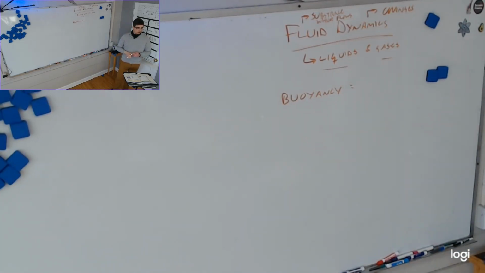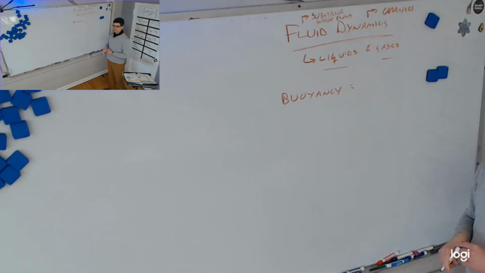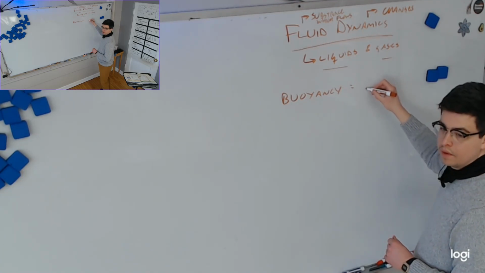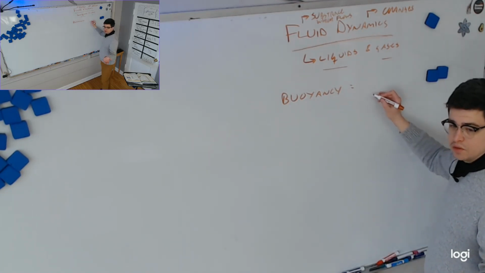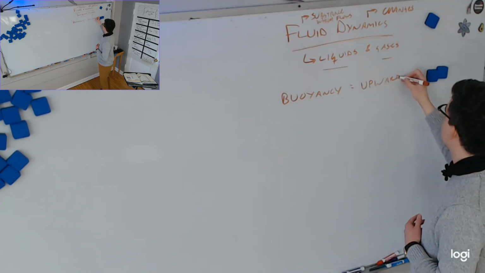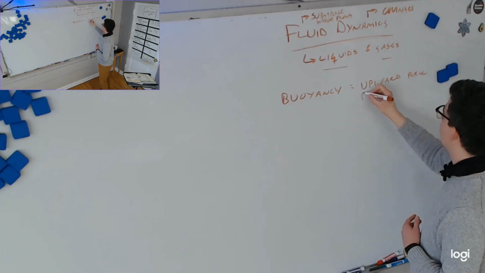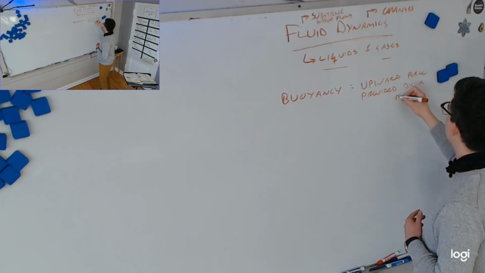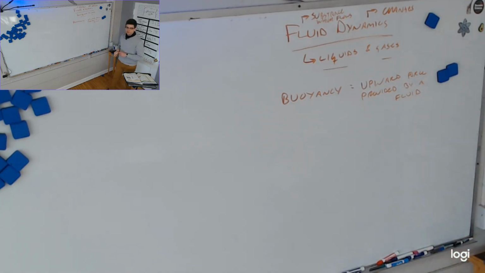Buoyancy is the ability of a fluid, a liquid or gas, to let something float. Okay, yeah, to let something float. It's the upward force provided by a fluid. Do we live in a fluid? You already know because of the question that we do. There's a fluid all around us.